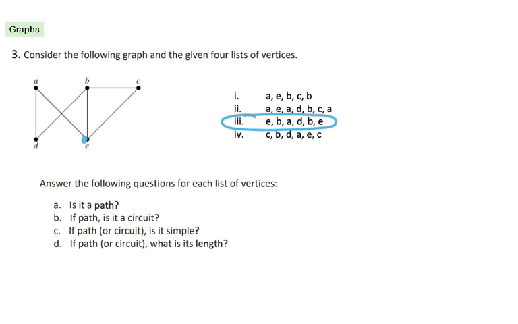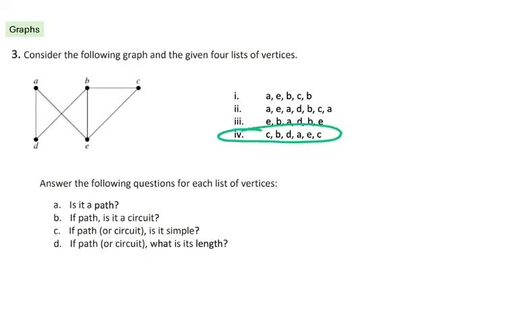Okay, let's look at the third one. Starting at E, E to B to A. Again, that's a problem. You can't go from B to A, and so we'd say no, it's not a possible path, in which case we don't answer the rest of those questions.